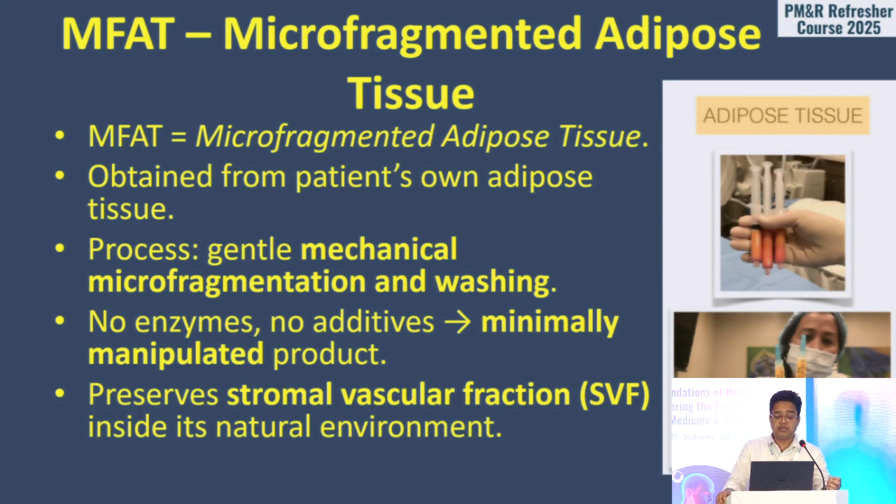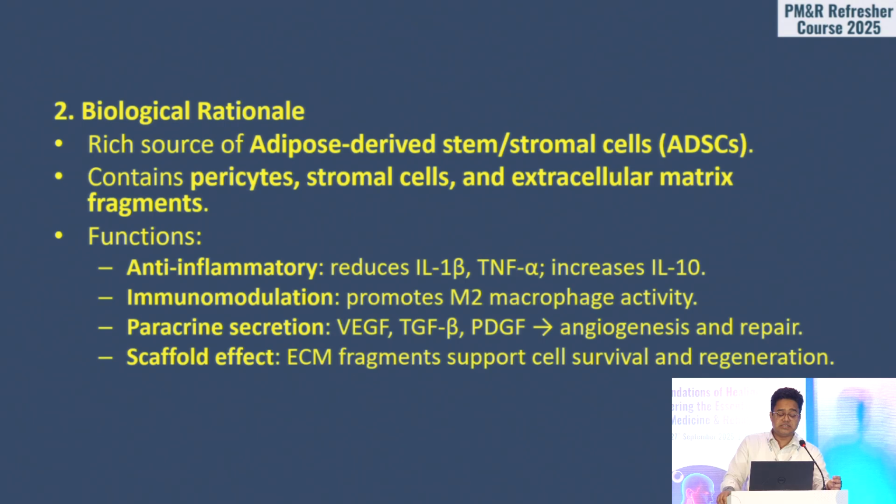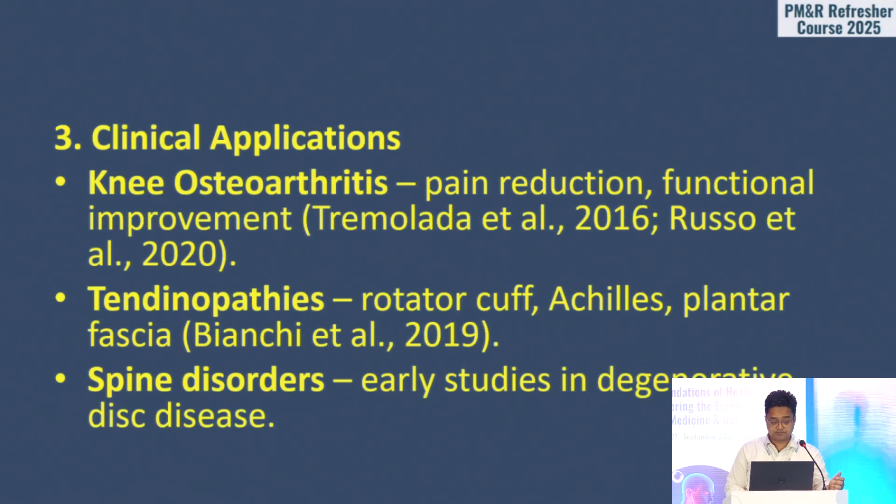MFAT, microfragmented adipose tissue. These are obtained from the patient's own adipose tissue. The process is gentle mechanical microfragmentation and washing, with no enzyme, no additive, minimally manipulated products, preserving the stromal vascular fraction inside its natural environment. What is the biological rationale? It is a rich source of adipose-derived stem cells, containing pericytes, stromal cells and extracellular matrix. Function is almost the same: anti-inflammatory, immunomodulation, paracrine secretion and scaffold effect.